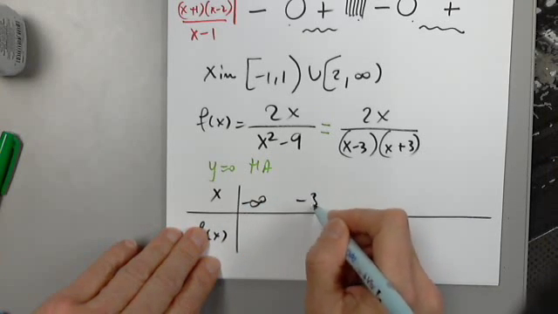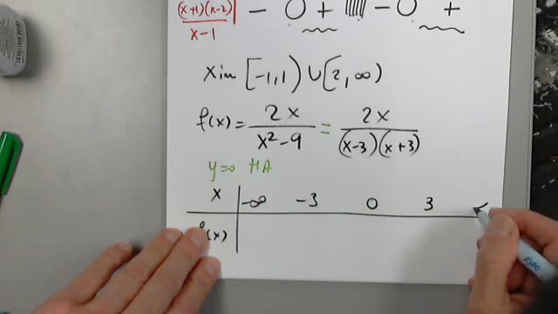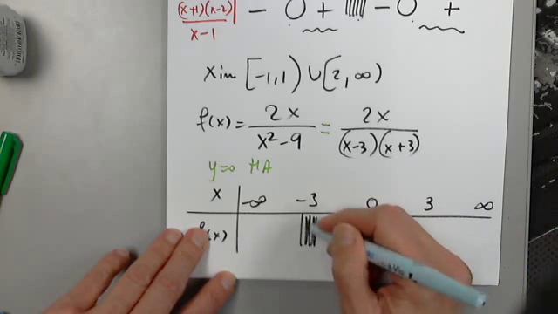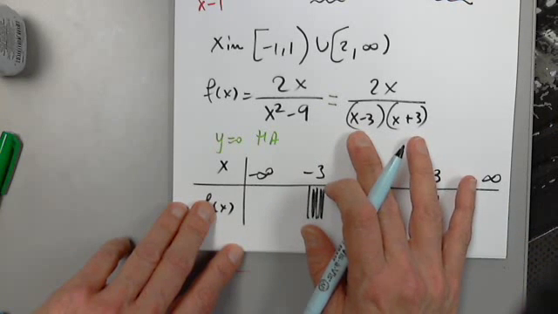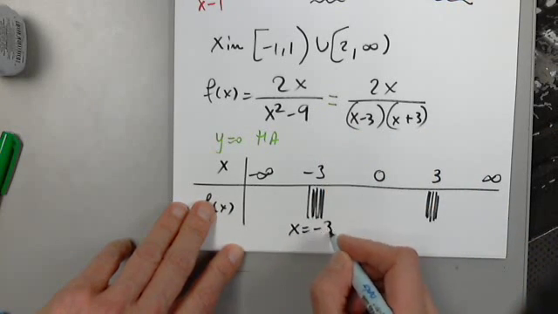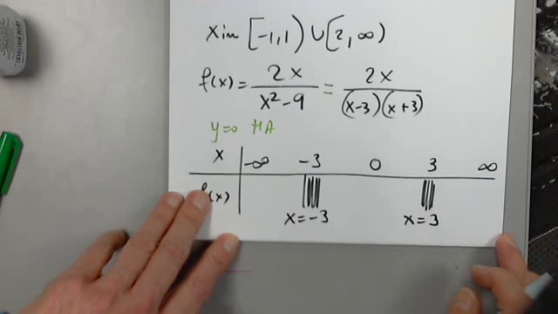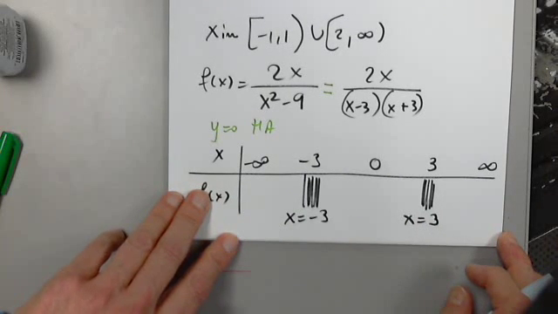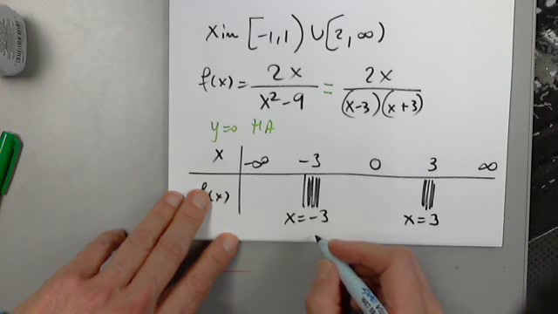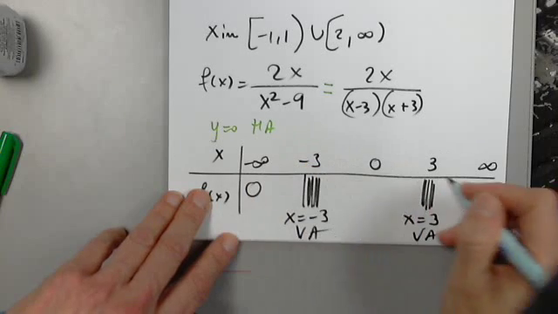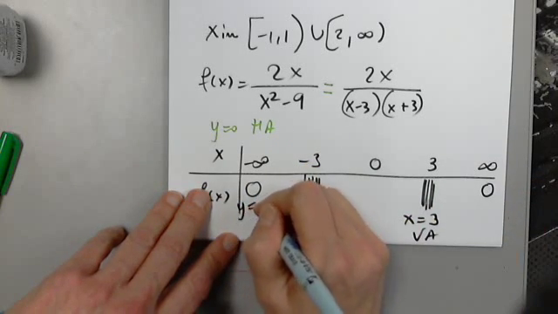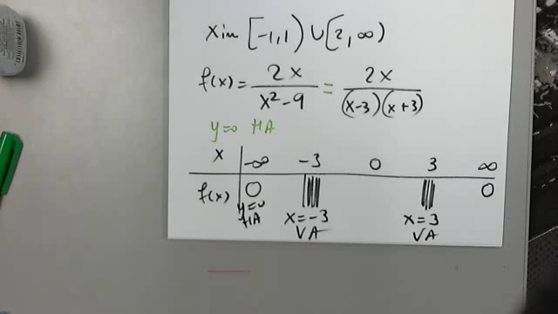So negative infinity, -3, 0 has to be in the table, 3 and infinity, and I have to do this under 3 and -3. These two factors don't go away, so then x equals -3 and x equals 3 must be definitely not holes, but vertical asymptotes. Absolutely. 0, 0, as we discussed. y equals 0 is the horizontal asymptote.